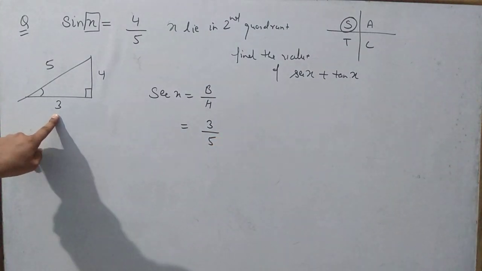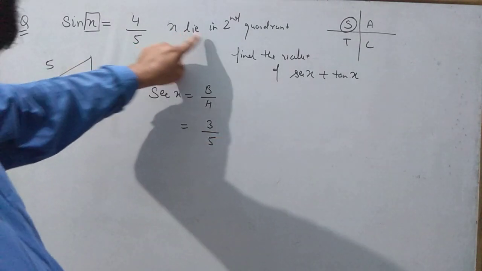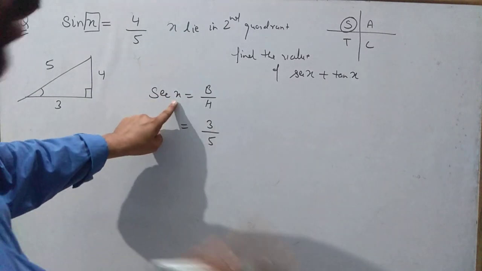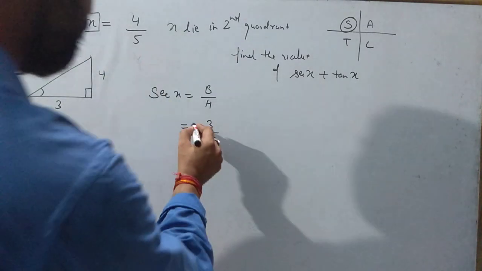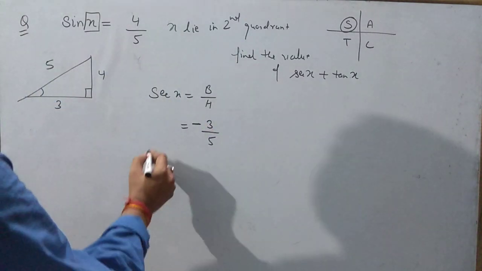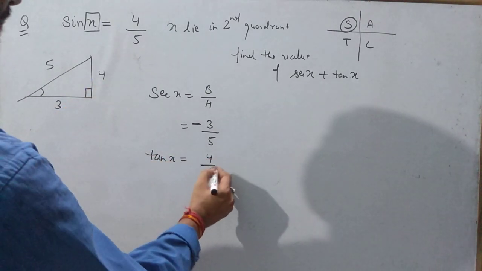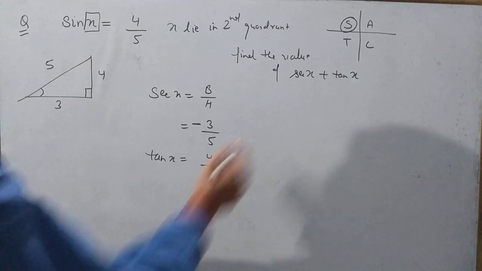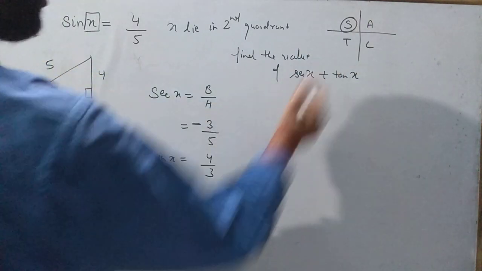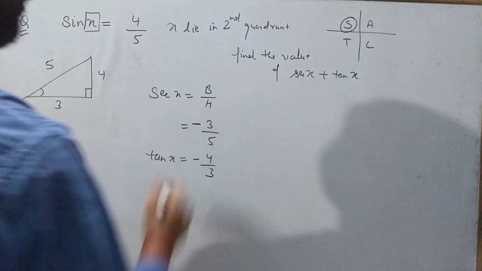But here, one thing is important. X lies in the second quadrant and sec does not belong to the second quadrant. That's why we will put a minus sign here. Similarly, tan x. The value of tan is 4 upon 3, that is perpendicular upon base. Again, tan does not belong to the second quadrant, because the second quadrant is sin and cosec. So again, it is minus.